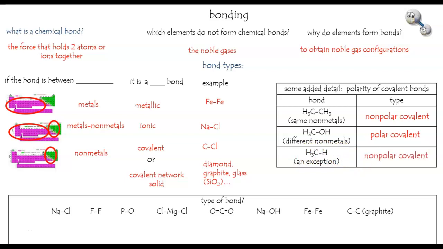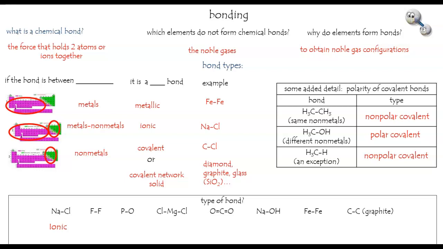Okay, so I got a bunch of bonds here. Tell me if it is ionic, covalent, or metallic. If you have a periodic table out, and you'll need it for the rest of this lesson, I recommend you get it out. And just look for whether things are both to the right, both to the left, or one of each. You should recognize that sodium chloride is an ionic compound because it has a metal to a nonmetal.